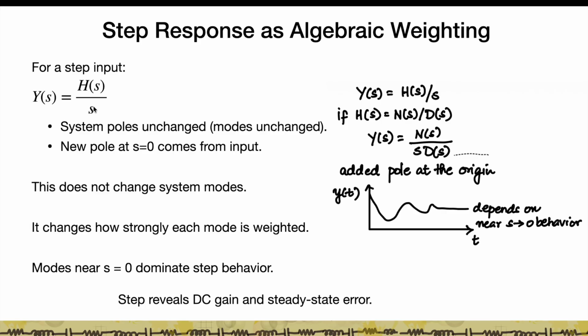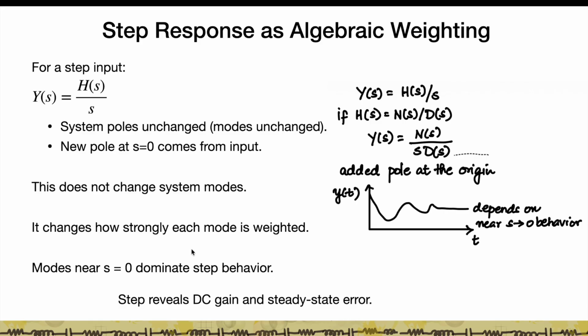I want you to see the meaning of that division by s. It is literally saying your output now contains one extra pole at the origin because the input contains it. That is why the modes near s equal to 0 dominate step behavior. The input is magnifying the near origin region. And what lives near s equal to 0? DC and steady state behavior.